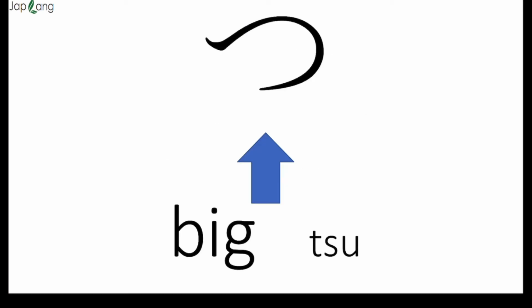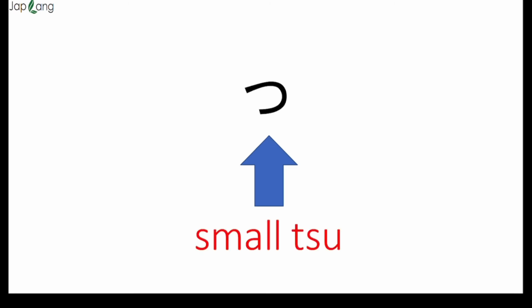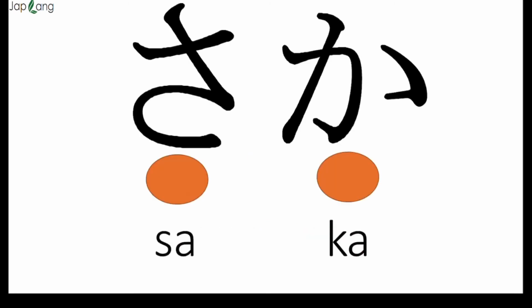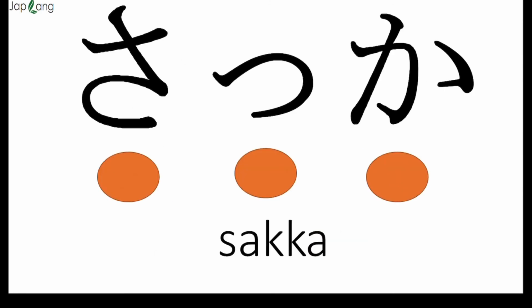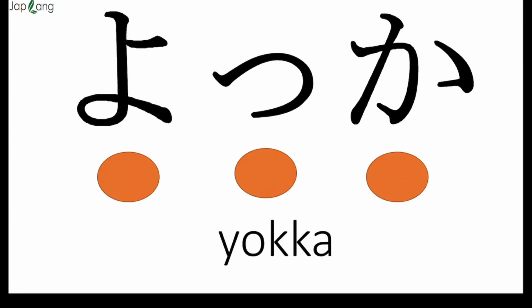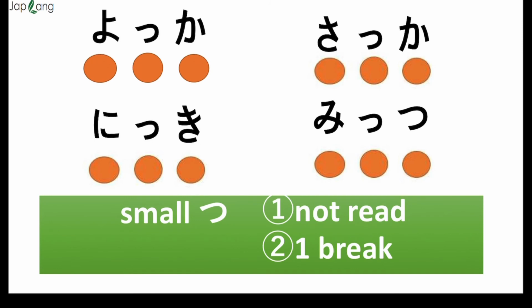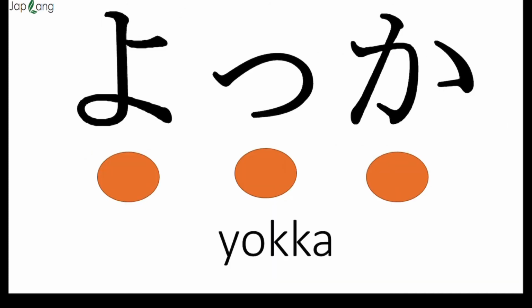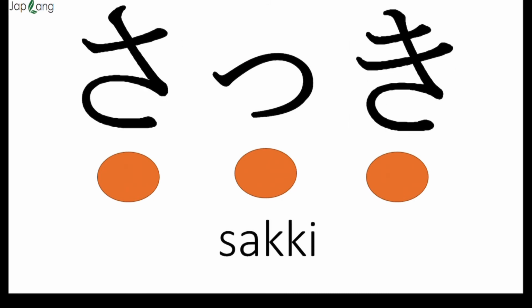So this is hiragana. Big tsu looks like this. Small tsu looks like this. Size matters. If a small tsu is there, you can see the size is smaller. Sakka, it becomes sakka, soccer. Or niki and nikki, alright? Yoka and yokka, alright? With the small tsu there is one break. So you can see yokka, sakka, nikki, mitsu, all these things.